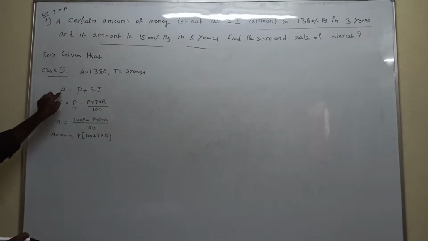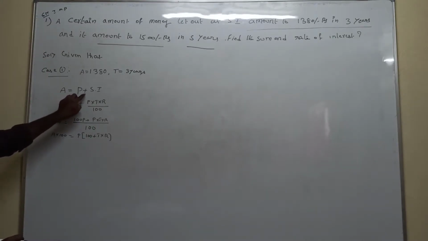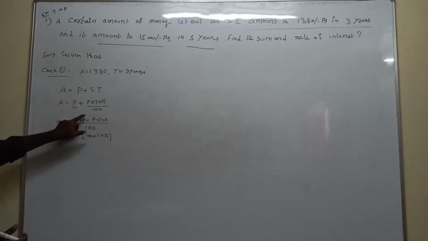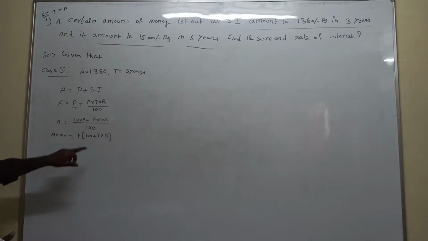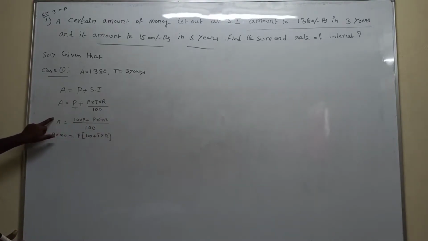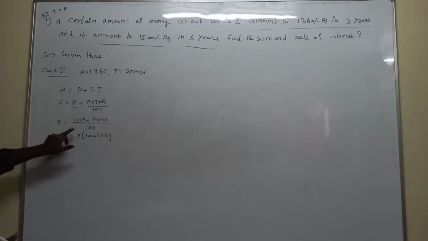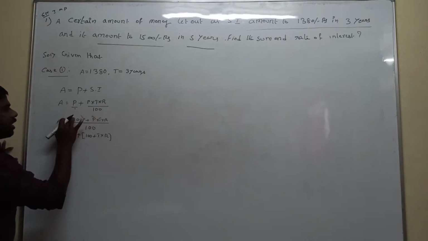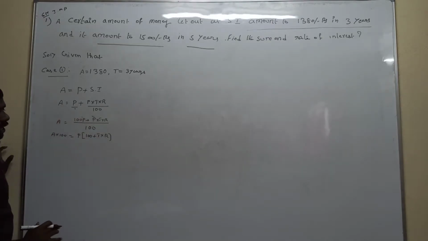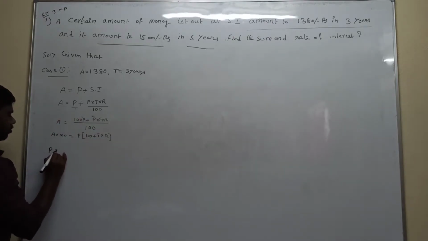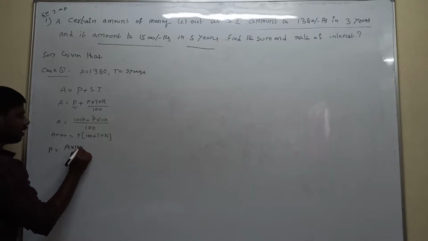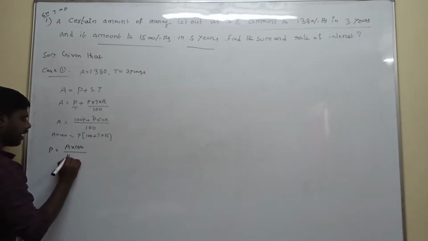Listen once again. Total amount formula: capital A is equal to principal plus simple interest. What is the simple interest formula? PTR by 100. Now we take the LCM, 100. 100 into P is 100P, plus 1 into PTR is PTR. After that, 100 cross product with the left hand side numerator: 100 into A is 100A is equal to this. In these two terms, which is the common letter? P is the common letter, so take P common outside. The remaining element is 100 plus TR. So capital P is equal to, with 100 plus TR sent to the left hand side denominator, A into 100 divided by 100 plus TR.